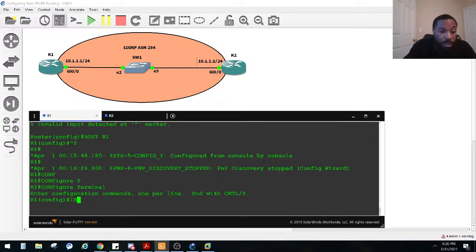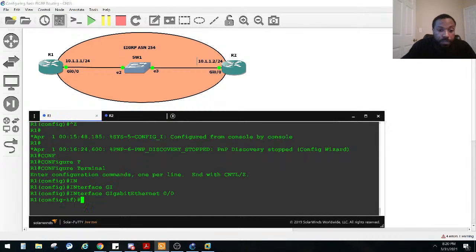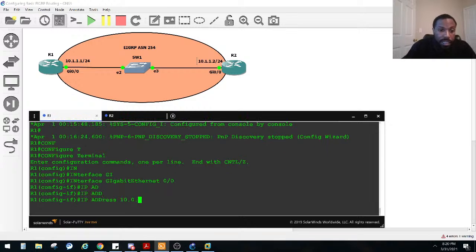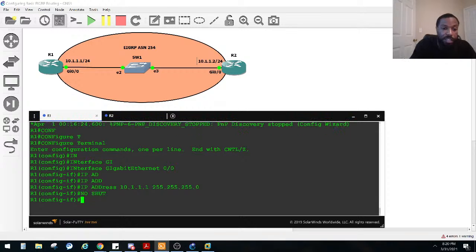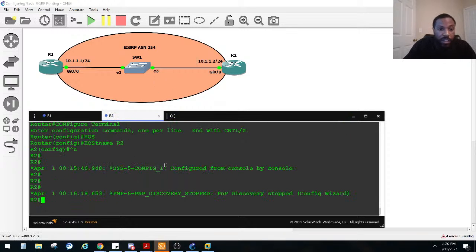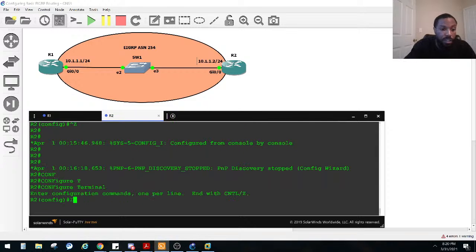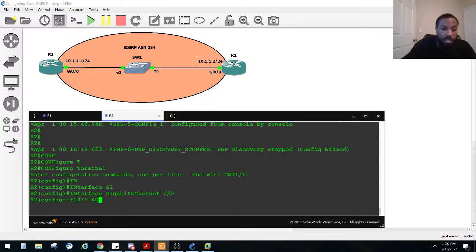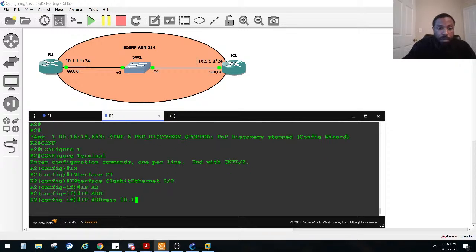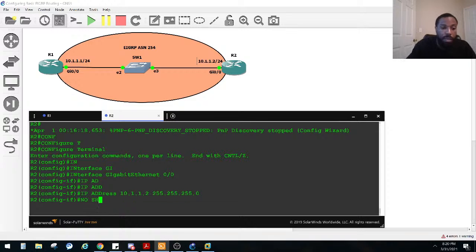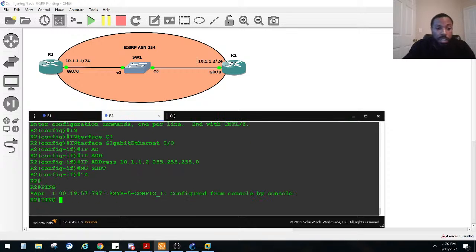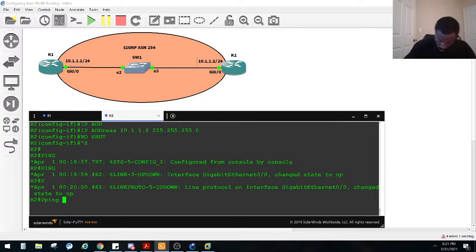So we need to do the IP address here. Interface Gi0/0, his IP address is 10.1.1.1. All right, let me just stop talking and get to working here. And no shut that bad boy. I'm going to trust myself with the subnet mask there. Now this guy: configure terminal, interface Gi0/0, 10.1.1.2, subnet mask /24. No shut that bad boy. He should theoretically be able to ping across, right? That's what they wanted us to do.